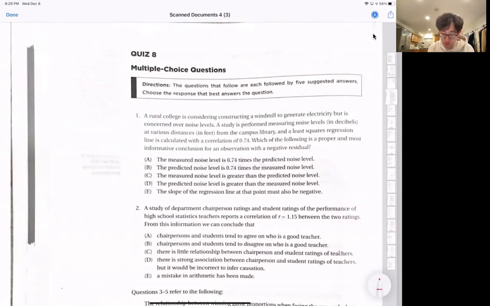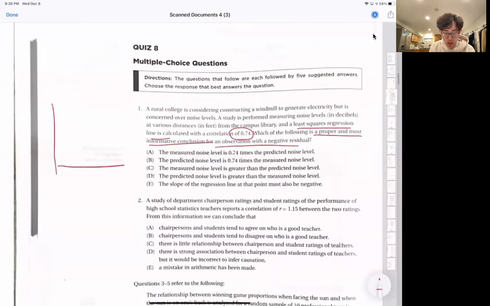So number one, it says that we have a least squares regression line calculated with a correlation of 0.74. Which of the following is a proper and most informative conclusion for an observation with a negative residual? I believe I asked you guys to change this to a residual of negative 0.74. But quite honestly, if you still maintain this question and understand the last component of the question, you can still get it.